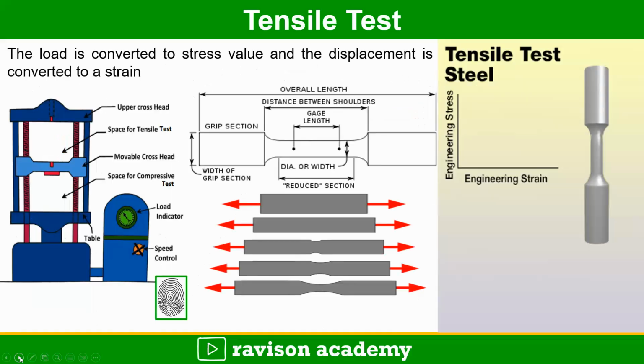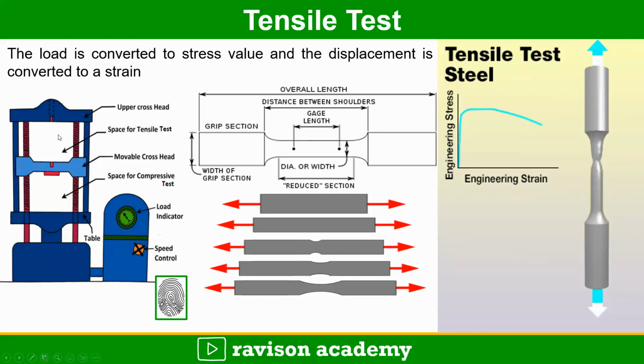So the tensile test is conducted in the universal testing machine. The load is converted into a stress value and the displacement is converted into a strain value. Here we take the dog bone specimen shape and it is loaded in the space provided for the tensile test. Pulling force is applied at both ends until the specimen fails.